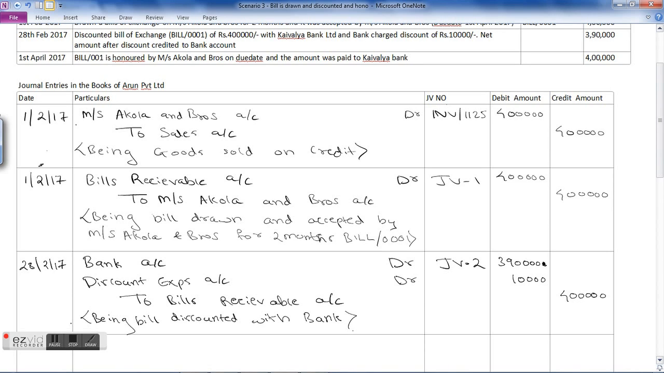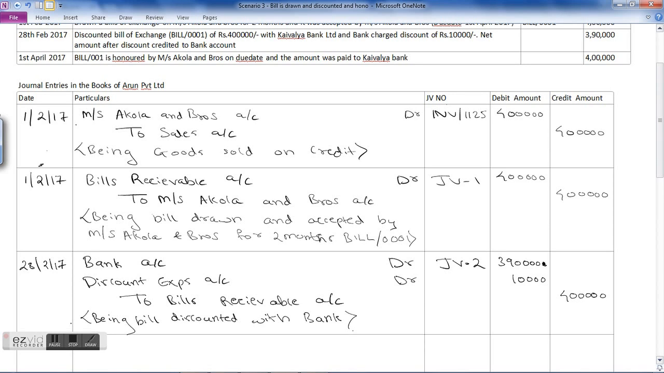Now on 1st April 2017, bill is honored by Messrs. Akola and Brothers, and amount was paid to Kaivalya Bank. Now what has happened is on 1st April, the bank has collected the money from Messrs. Akola and Brothers, and amount is rupees 4 lakhs. Now in the books of Arun Private Limited, there is no transaction. What has happened? The bank has given the bill to Messrs. Akola and Brothers and collected the money from Messrs. Akola and Brothers, and the money is collected and it is received by the bank.